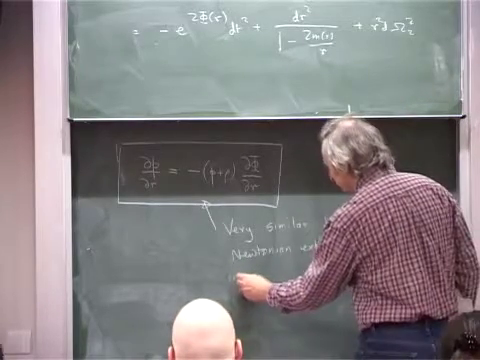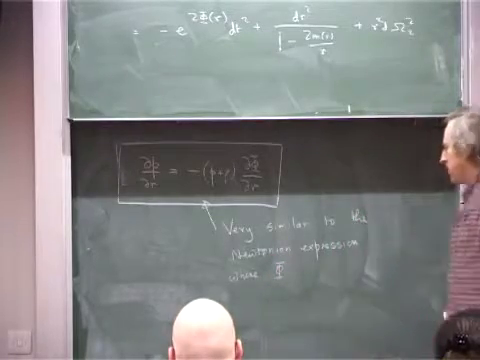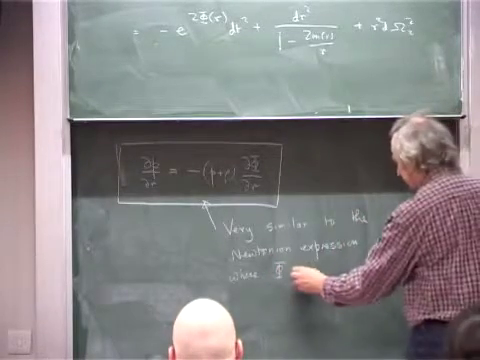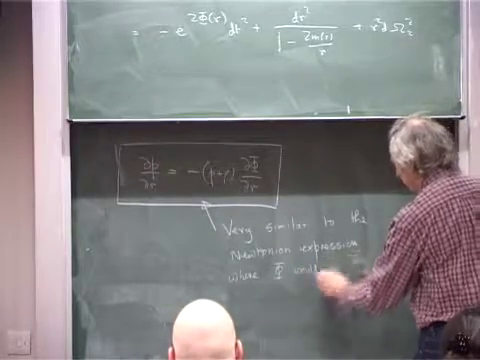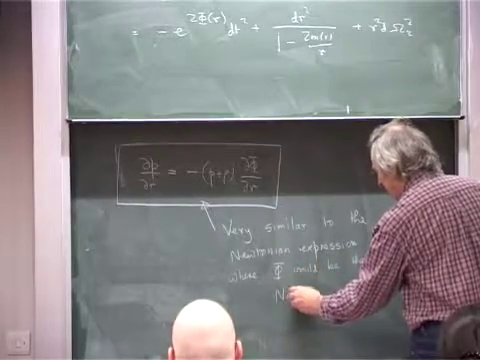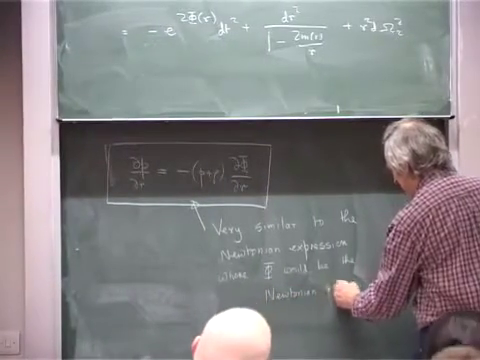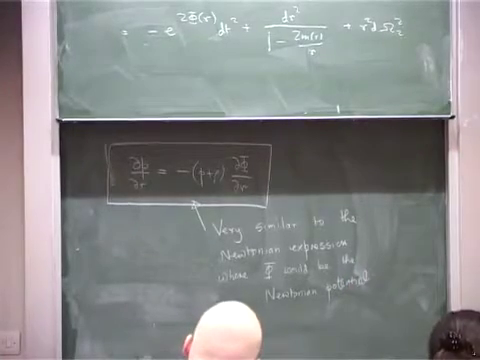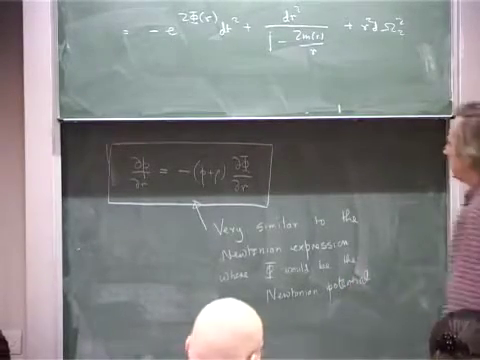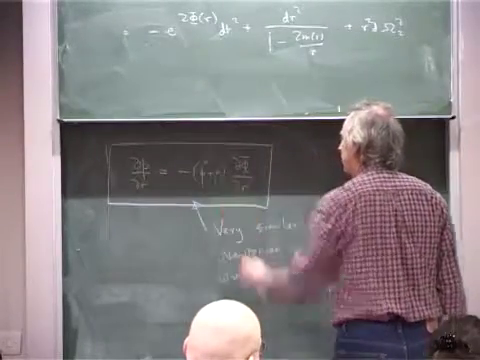Where phi would be the Newtonian gravitational potential. So you can regard the pressure term as being a relativistic correction to what you get from Newtonian physics.